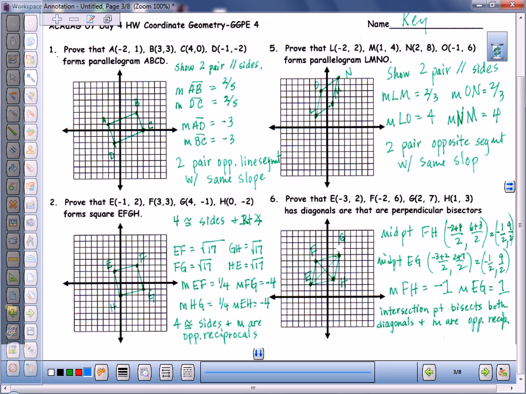How do you prove that there's a right angle? How do I prove they're right angles? I showed that the slopes of those lines are opposite reciprocals, which shows that they're perpendicular, and if they're perpendicular, they form right angles. So that's what I did here.